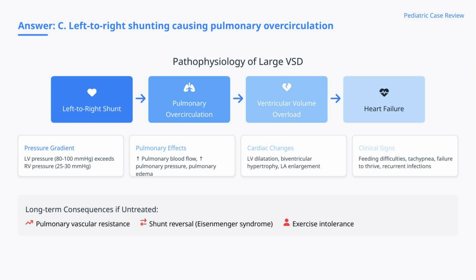The increased pulmonary blood flow returns to the left atrium and ventricle, creating volume overload. This volume overload causes the heart to work harder, leading to ventricular dilatation and eventually heart failure symptoms, including tachypnea, poor feeding, and failure to thrive. If left untreated, pulmonary vascular resistance can increase over time, eventually leading to pulmonary hypertension and potential shunt reversal.